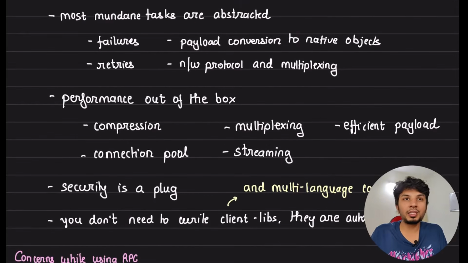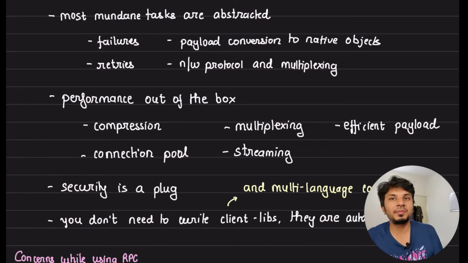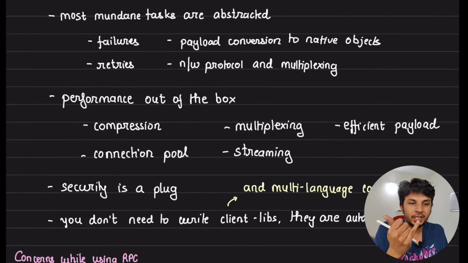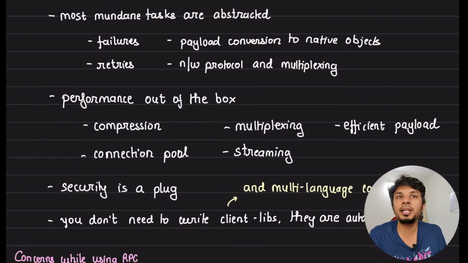You get performance out of the box. For example, compression of payloads, and connection pooling, because you can have a raw TCP connection established, which gives you a massive performance gain. You can do multiplexing, streaming, and efficient payload transfer. Just like compression, with the format in which it is sent, you can very well define a very compressed format. For example, protobuf itself is a highly compressed format. You get efficiency out of the box.